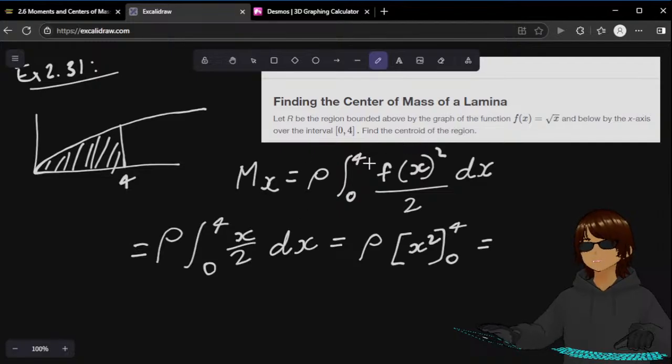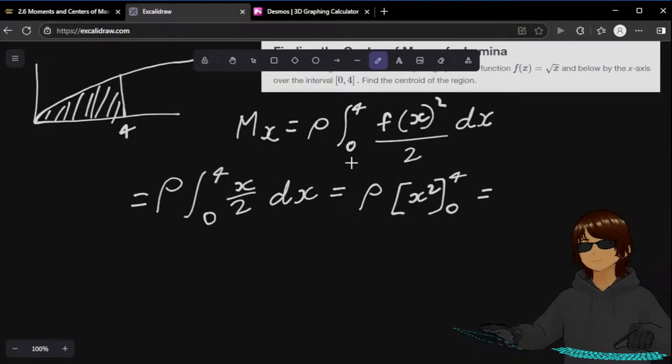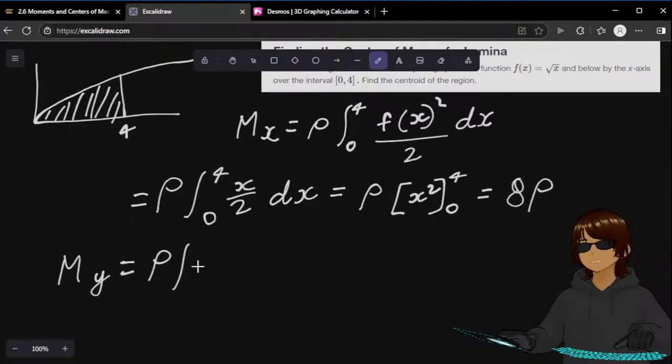Find the centroid of the region. Do we assume that the mass is just 1, that density is 1? 4 minus 0, so 8. We got this. And then for y, we have the area, and the distance from the y-axis is just the x value.